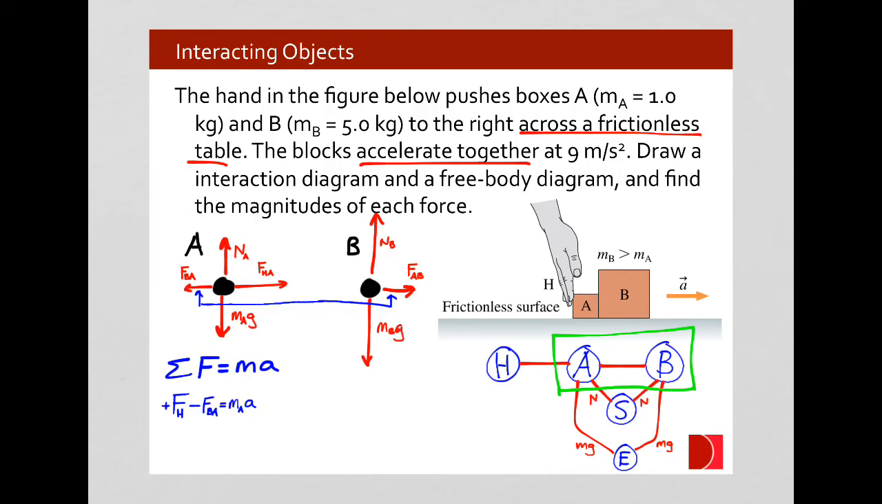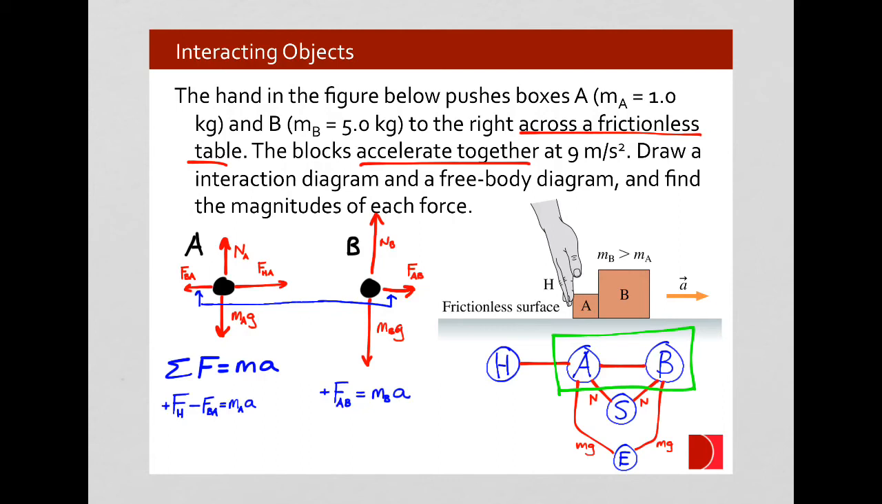We'll do a Newton's second law equation for B as well. We're saying there's no vertical component, so we only have one force to be the sum of the forces. That is the force of A acting on B. That is a positive force because it's pushing B to the right. And that's mass of B times the acceleration. The acceleration is also to the right, so that's a positive value there.